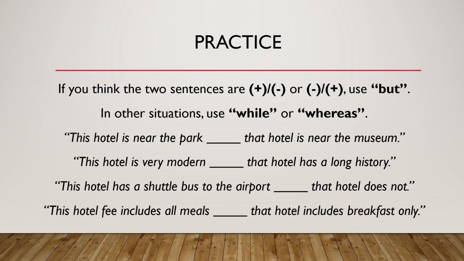When you're contrasting information, when you're contrasting ideas, but is the basic way. You can probably use but every time. Remember, but also has an extra nuance, positive and negative. If you want to show that nothing is negative, if you want to show that you're not judging the information, you're only expressing differences, other options are to use while or whereas.